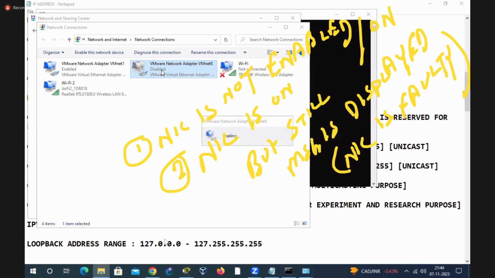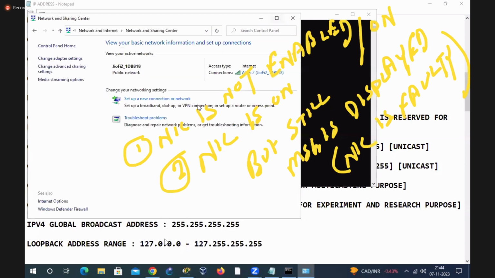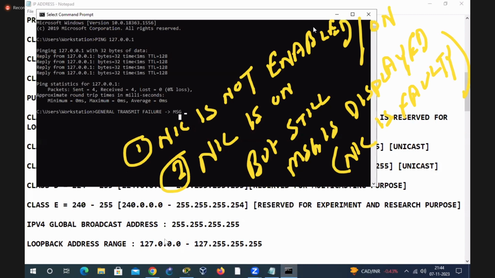So you can see that it is now enabled. So your NIC is right now on. Okay. But after switching on your NIC, if you're still getting this type of message, it means that your hardware is having some issues. This is one you need to change.